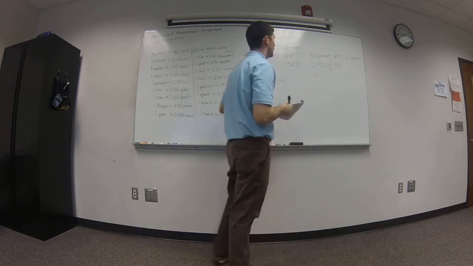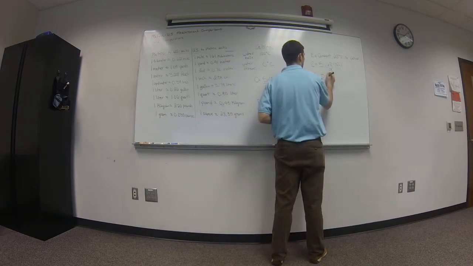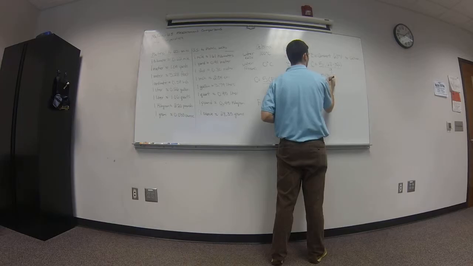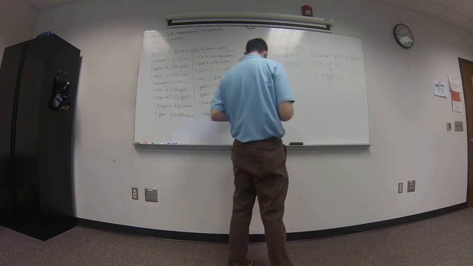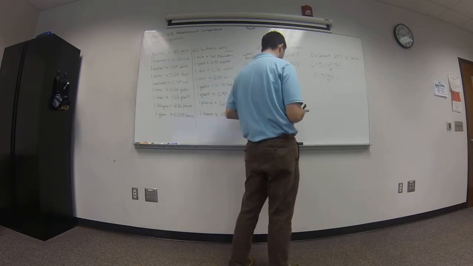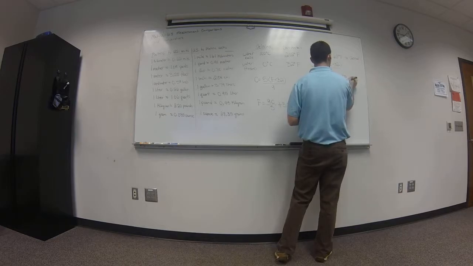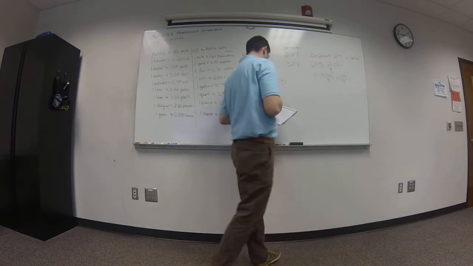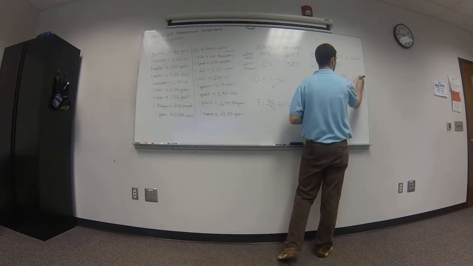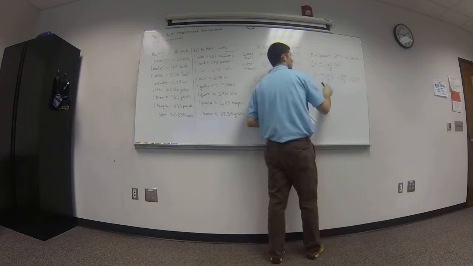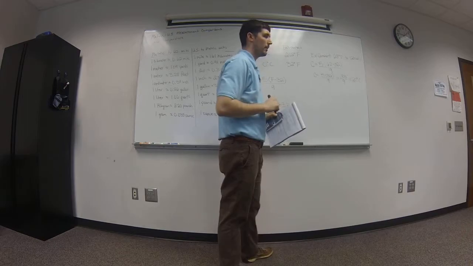So now let's clean it up. 68 minus 32 gives me 36. So 5 times 36 over 9. Multiply 5 times 36, we get 180 over 9. Now if we do 180 over 9, we get 20 degrees Celsius. So 68 degrees Fahrenheit is equal to 20 degrees Celsius.